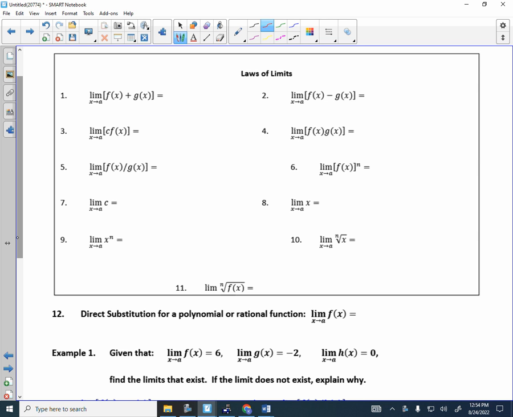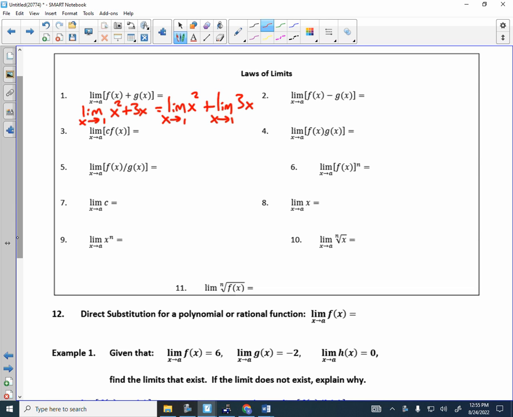It says limit as x goes to a of f of x plus g of x. So for example, suppose you had the limit as x goes to 1 of x squared plus 3x. Suppose that was the limit. You could break the limit up into two parts. That would be the same as the limit as x goes to 1 of x squared plus the limit as x goes to 1 of 3x. You could take a limit of, say, a polynomial or two functions that are added together, and you could split it up into two pieces.